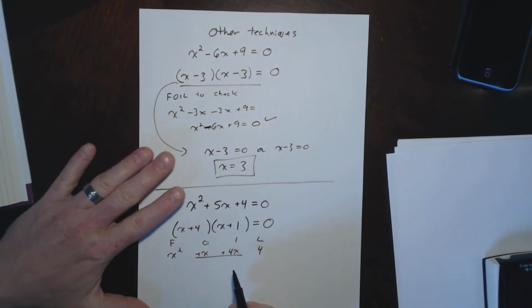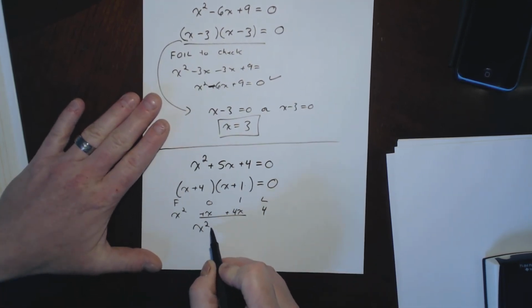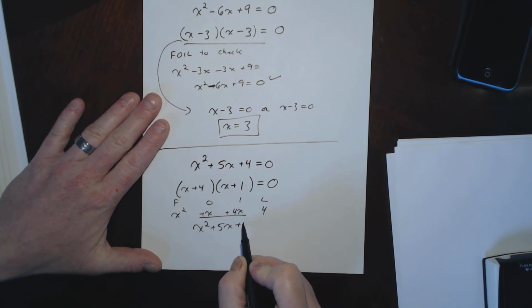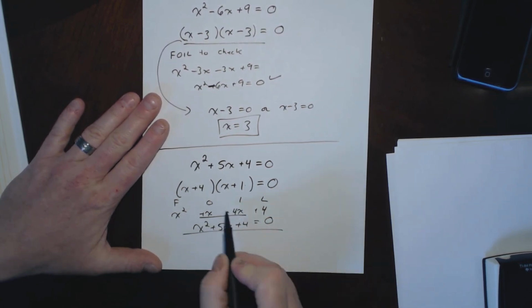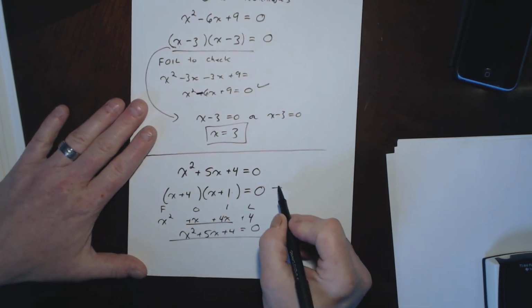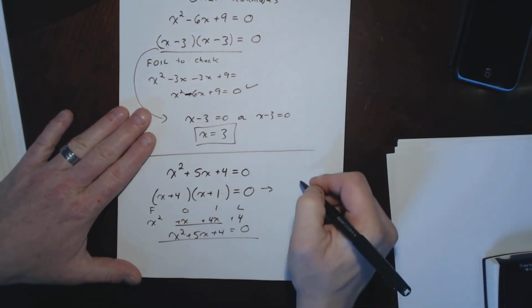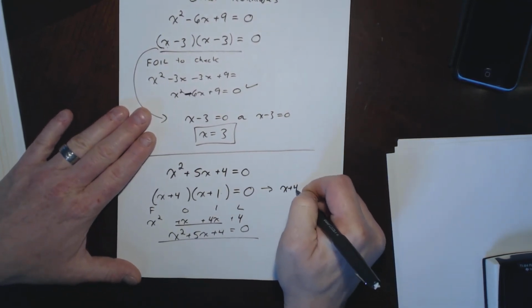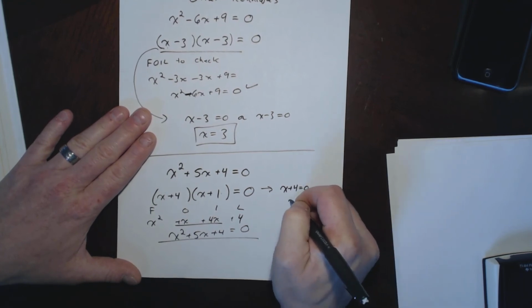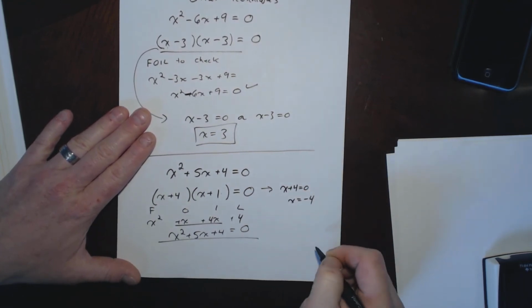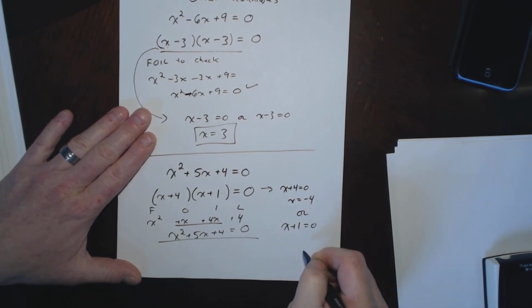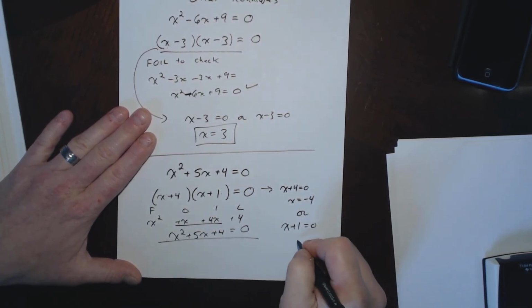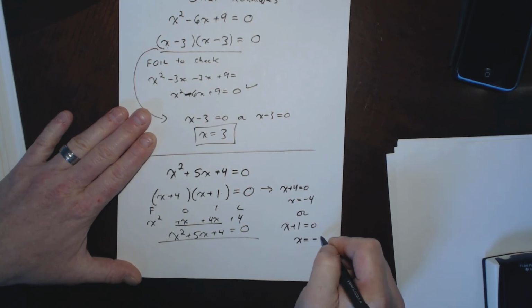Combining my inners and outers together, I'm going to get x squared plus 5x plus 4 is equal to 0. So therefore, I know that I factored it properly. Now I can use my zero product property. So I have x plus 4 is equal to 0, where x is equal to minus 4 if I solve for that, or I have x plus 1 is equal to 0. Subtracting 1 from both sides, I get x is equal to minus 1.